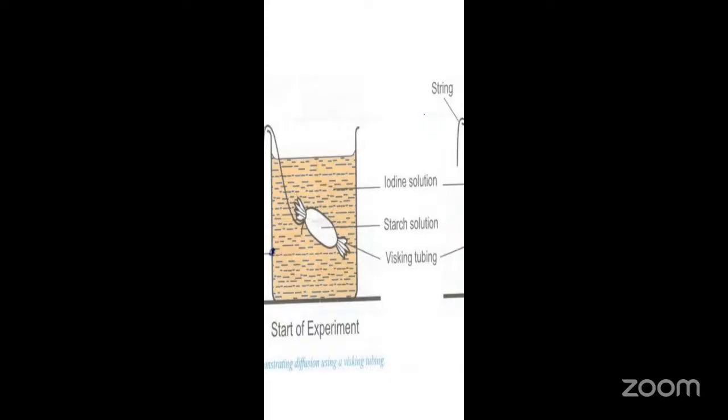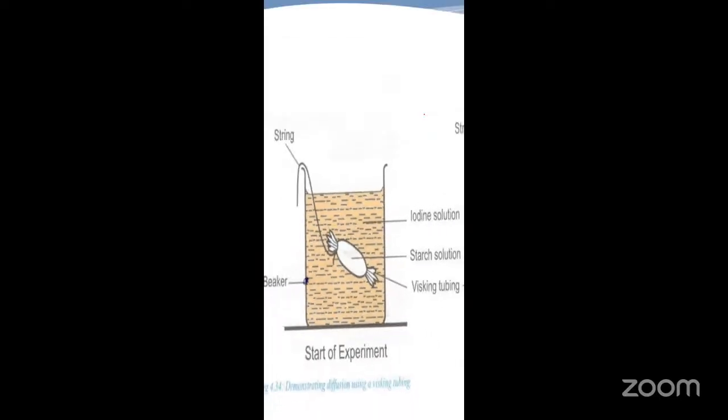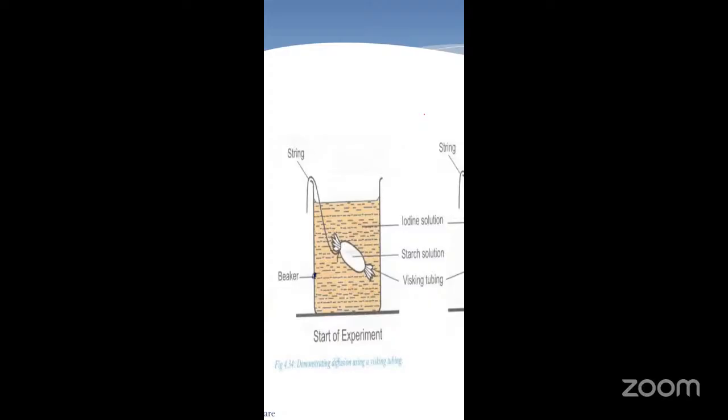Alafu kwa bika huku unaeka iodine solution. You see, like in the illustration here, kuna iodine solution which is brown in color. So you pour iodine solution in the beaker, not inside the whisking tubing, but in the beaker. Immediately you do that, there are two things you're going to notice. You will notice that the color of iodine is brown and the color of starch solution is white.